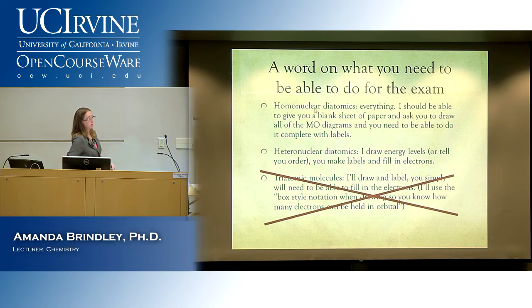Things that you do need to be able to do for the exam: you have to be able to do the homonuclear diatomics from scratch. I hand you a blank sheet of paper and say, draw me oxygen and tell me something about it, like finding the bond order of it. That you have to be able to do. For the heteronuclear diatomics, I'll draw you the energy levels, or I'll just tell you the ordering, the way Sapling does it, and then you'll be able to draw it from the ordering and fill in all your electrons. Make sure you know how to do ions with both of these, right? Both of these ions are fair game, so make sure you know how to do that.